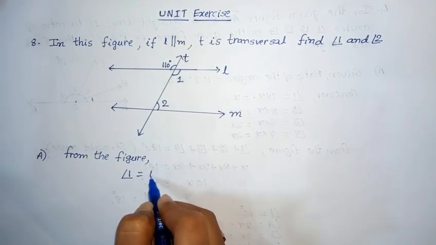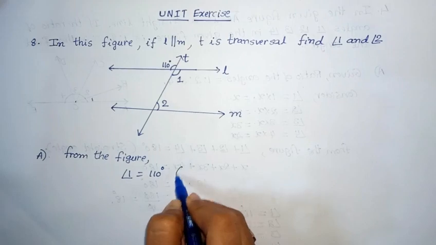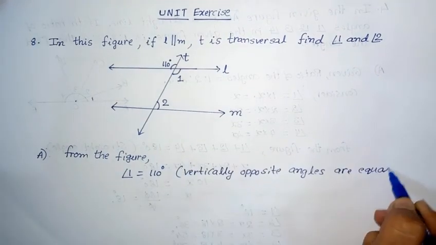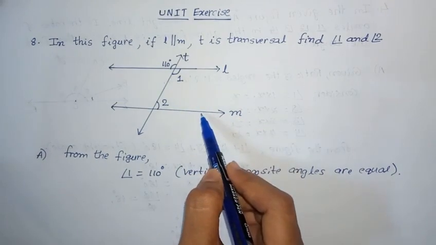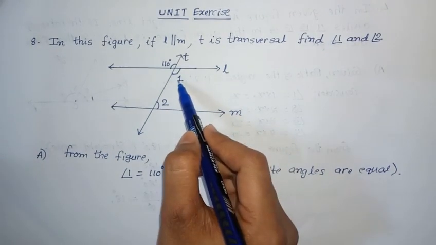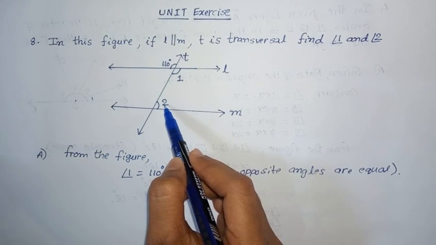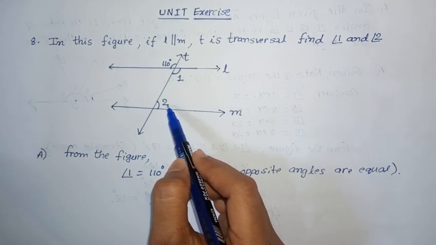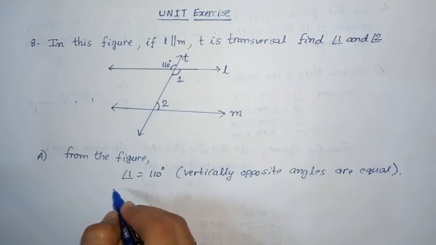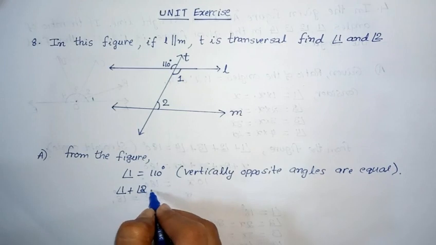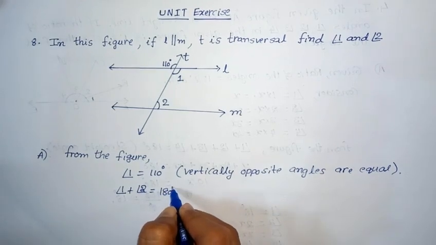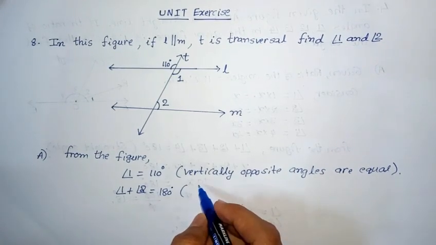Angle 1 is equal to 110 degrees because they are vertically opposite angles. The lines L and M are parallel lines, so angle 1 and angle 2 are co-interior angles. The sum of the co-interior angles is equal to 180 degrees. So angle 1 plus angle 2 is equal to 180 degrees because they are co-interior angles.